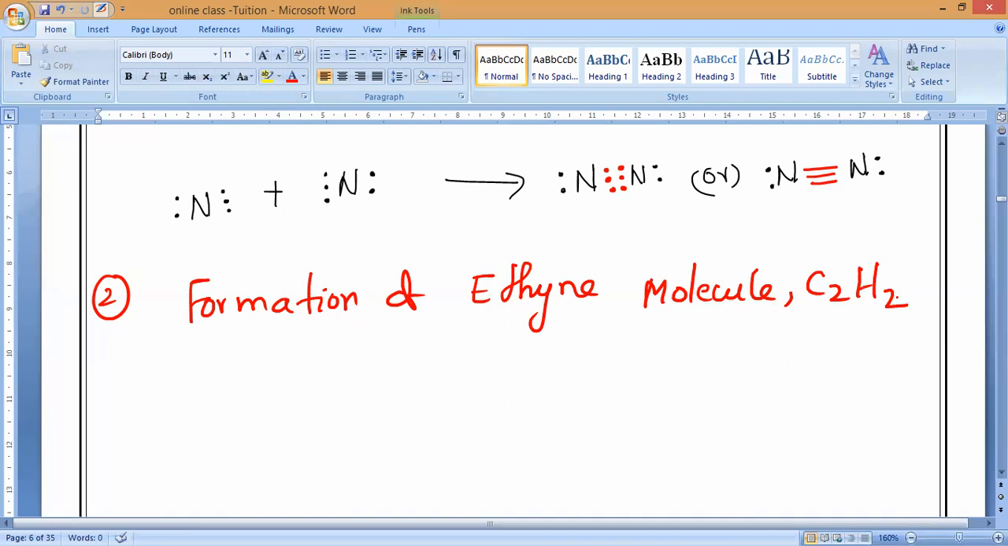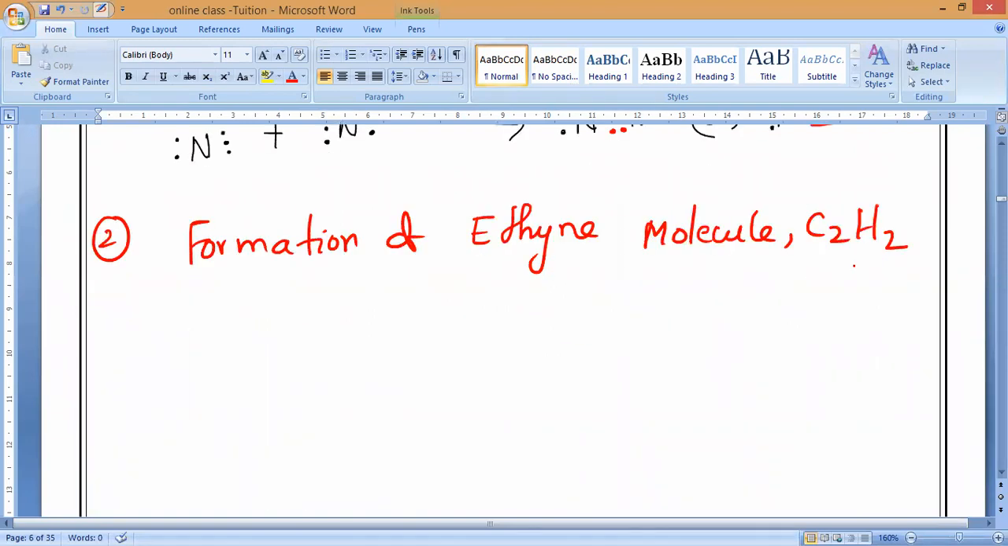Fourth chapter, carbon and its compounds. Next chapter we will study ethane, ethene, ethine. Single bond, ethane, we have studied. Or else methane you have studied. Second one, double bond, ethene, I taught just now.